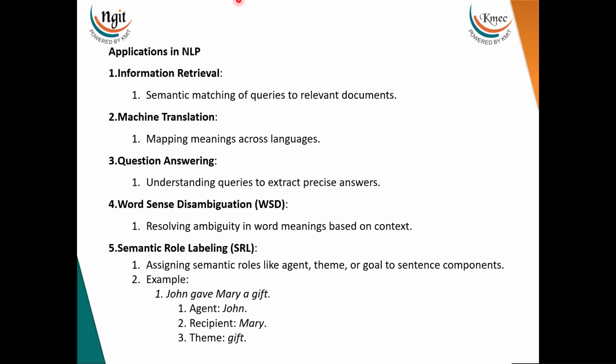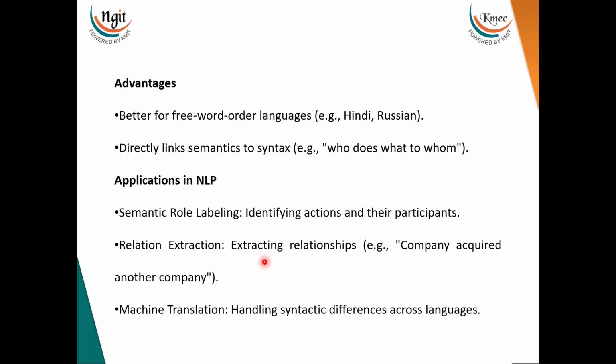So applications in natural language processing. First one is information retrieval. Second is machine translation. Machine translation is mapping the meanings across different languages. Then is question answering. Then word sense disambiguation. Then is semantic role labeling. These are all the applications of this in NLP.